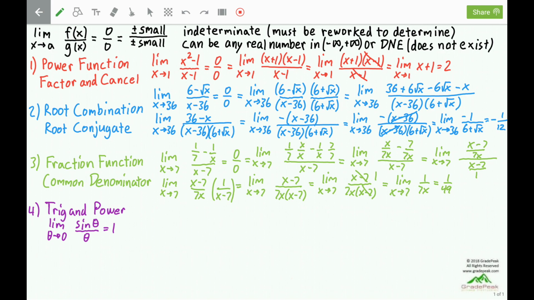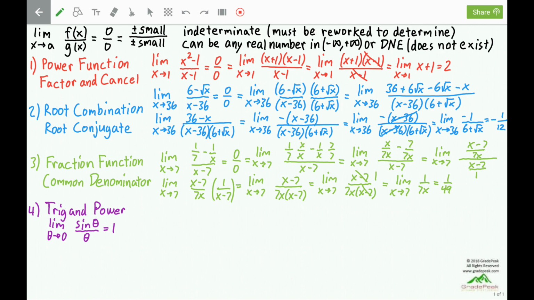Now, the other 4 trig functions, the cosecant, the secant, the tangent, and the cotangent, you want to turn into sines and cosines. And we take each of the sines and try to pair them off so that they have this form of sine of theta over theta, or theta over the sine of theta. It can also be the reciprocal of this.